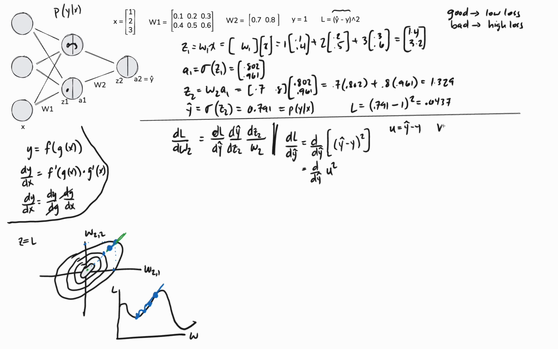We can even say, let's say v is equal to u squared. So you write out the derivative of v with respect to y hat is equal to the derivative of v with respect to u times the derivative of u with respect to y hat. This cancels out. All right, so what is the derivative of v with respect to u? That's just 2u.